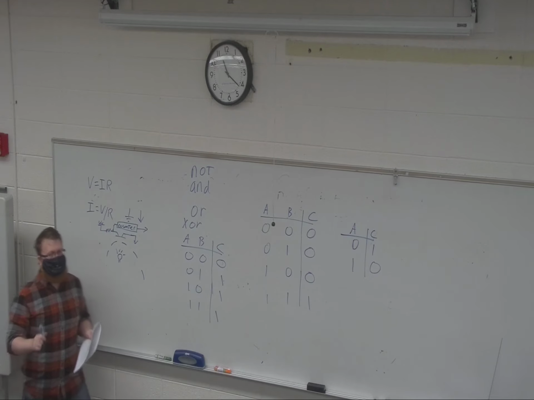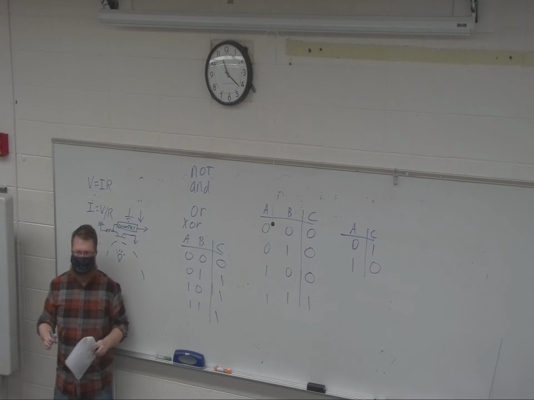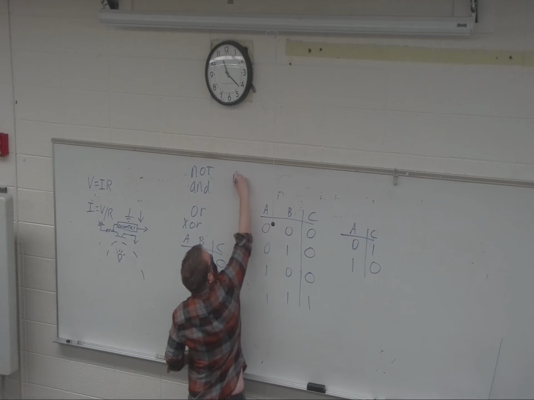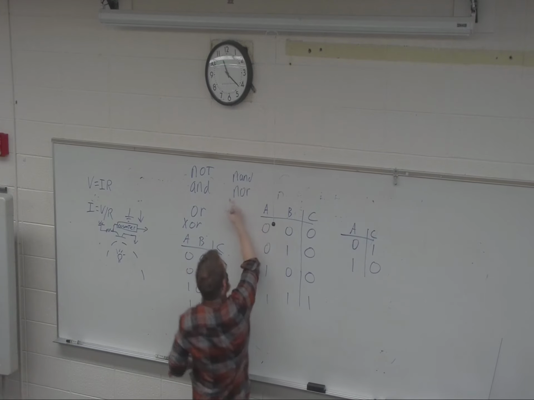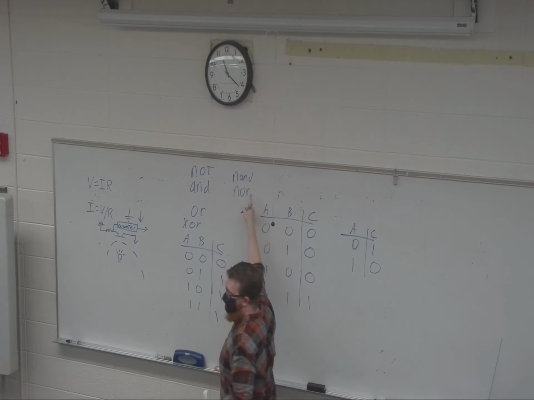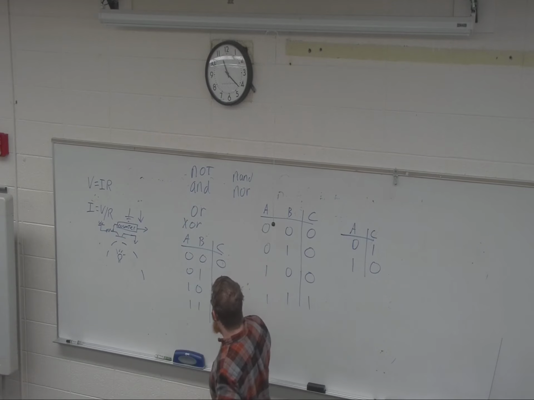XOR. Can anybody else name other gates? NAND. Yeah. We also have NAND and NOR, which just means not and, not nor. So it's like the inverse of and? Yeah, it's just literally taking not this.